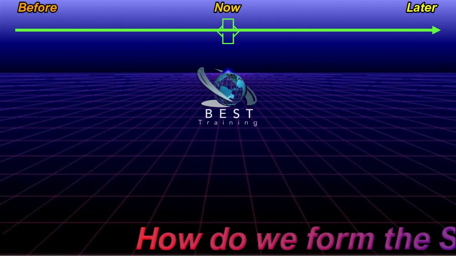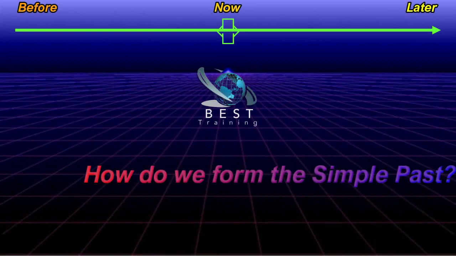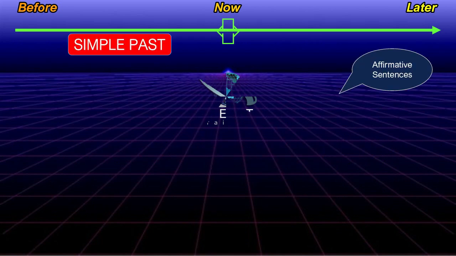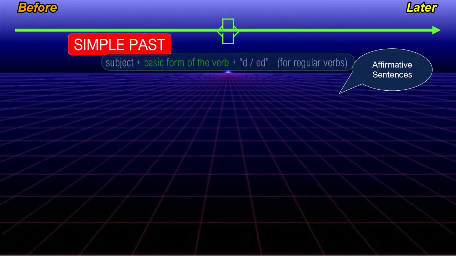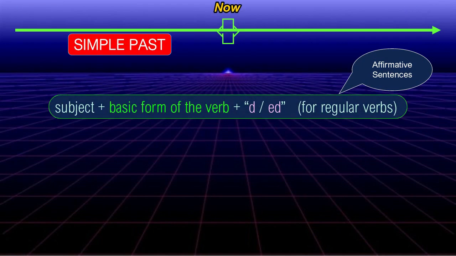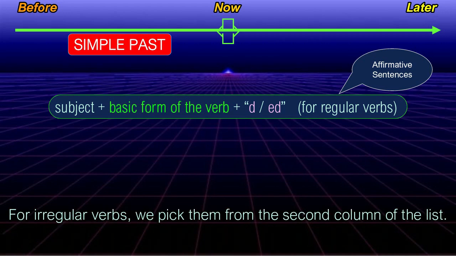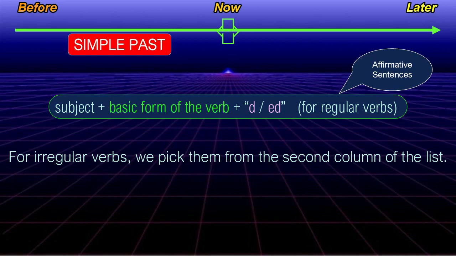How do we form the simple past? The structure of the simple past in affirmative form is subject plus basic form of the verb plus d or ed for regular verbs. For irregular verbs, we pick them from the second column of the list.